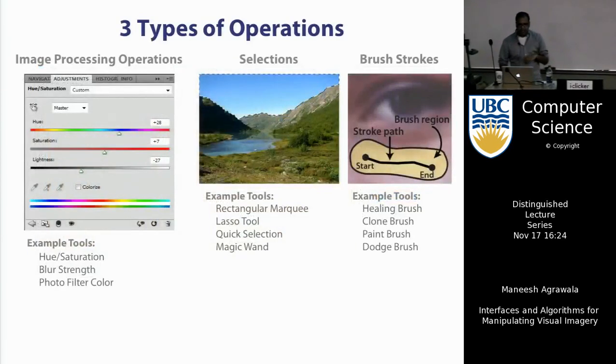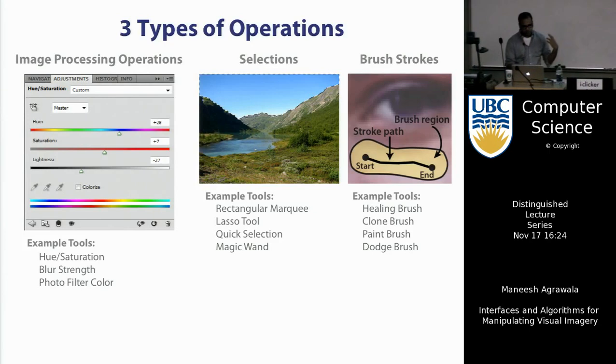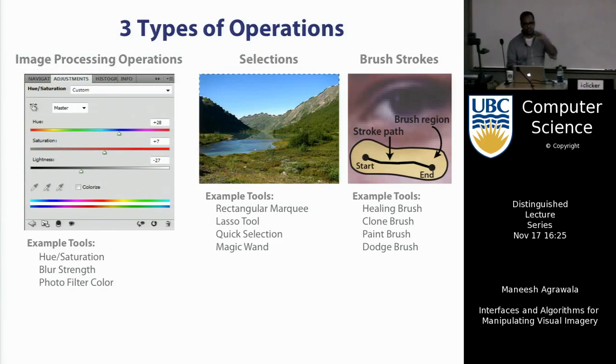A bit more detail about how this works. Our system really considers 3 kinds of operations. Image processing operations, like changing the hue, saturation, blur, etc., filtering, essentially. There are also selection operations that select some region of the image. And there are brush strokes. And these, again, are sort of selecting a region along a particular stroke path.